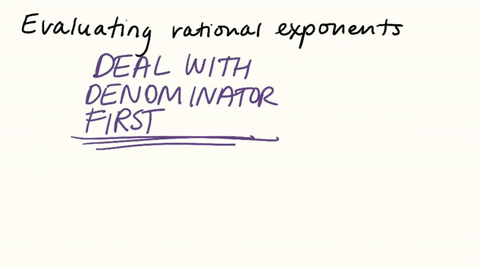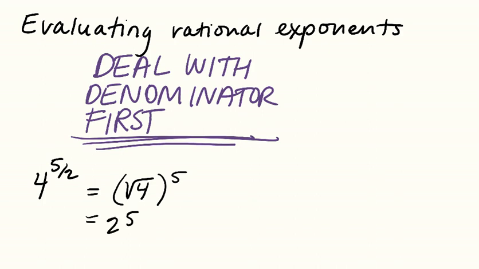Okay, so one easy example would be 4 to the, let's say 5 halves. You could take 4 to the 5th and then try to figure out what the square root is, but I don't really know what 4 to the 5th is, and I certainly am not going to know what the square root of 1024 is. Yeah, I don't know that. So what you're better off doing is saying that this is the square root of 4. Deal with the denominator first. The 1/2 power is the square root taken to the 5th power, which is 2 to the 5th, which is 2, 4, 8, 16, 32.